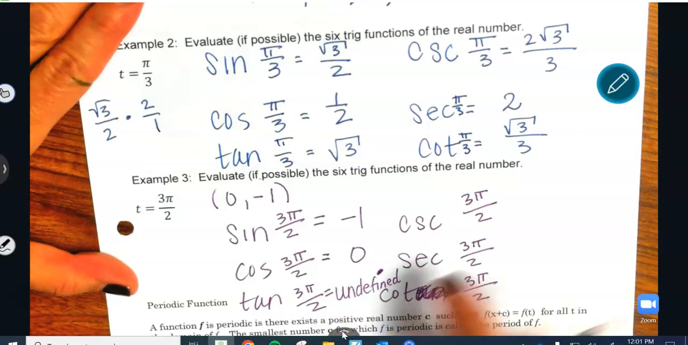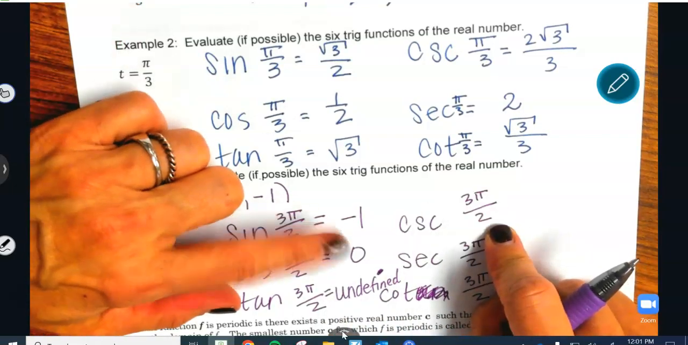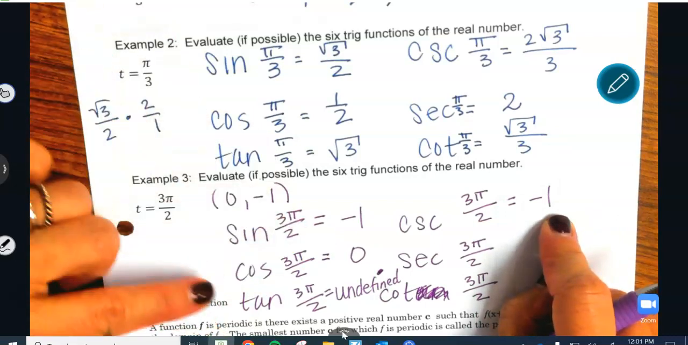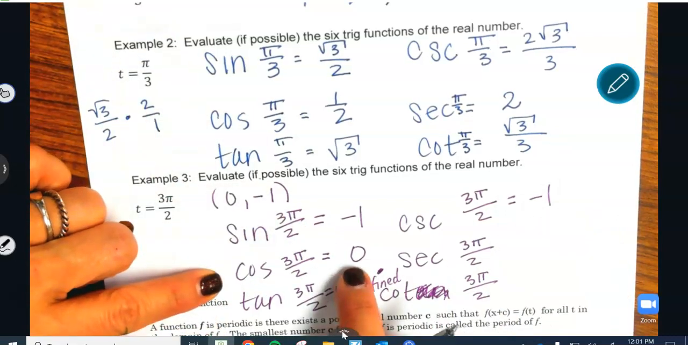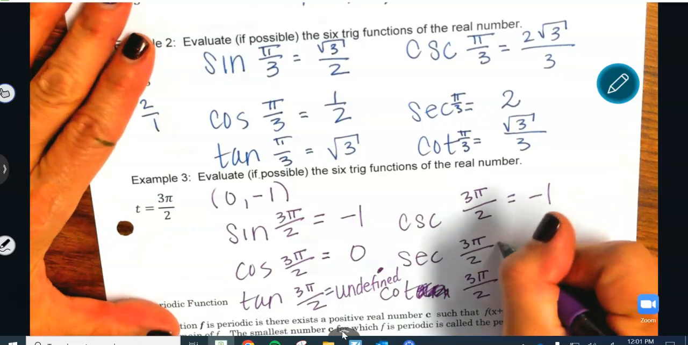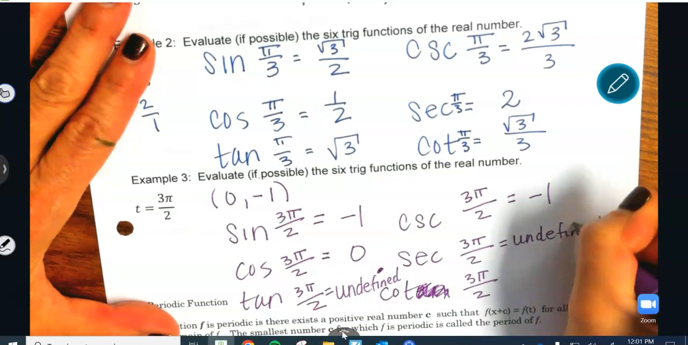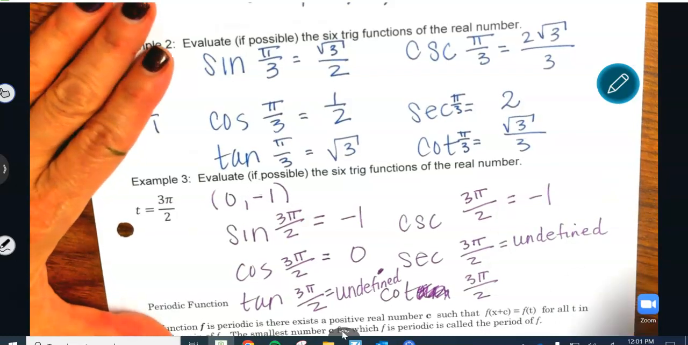All right, let's take a look at what's going on with cosecant. That's pretty easy. That's just going to be -1 because the reciprocals are the same. Look, secant is the reciprocal of 0. The reciprocal of 0 is always undefined. That just cannot happen. You just cannot flip 0 upside down.